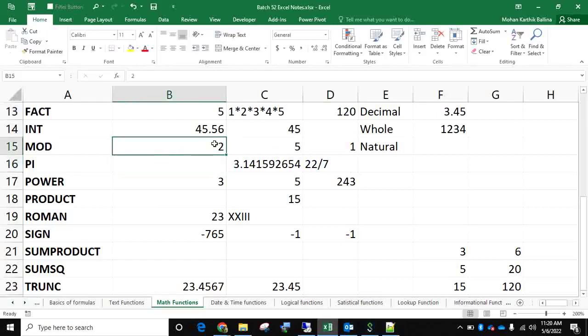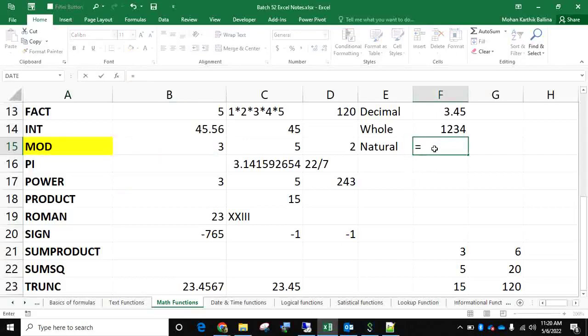Okay. Suppose I gave 3, 5 by 3, 1 time 3, remainder 2. Okay? That is MOD. Remember, very important. If you want to get the quotient, 5 divided by 2 is 2.5. If you want to know how many times it divides, just divide. If you want the remainder, MOD.